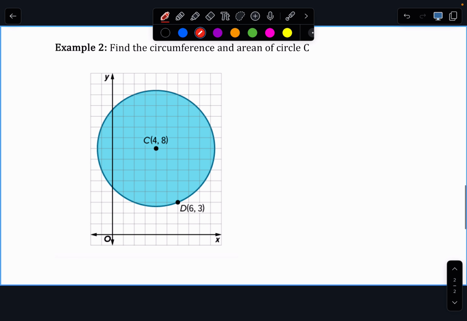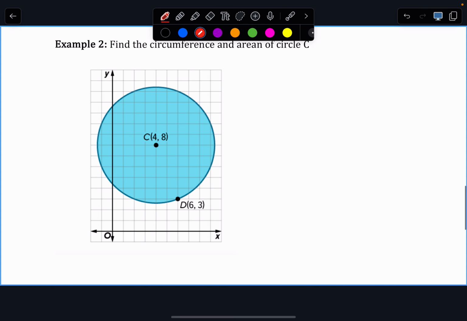All right. Let's go to example 2. Okay, so Aaron just had an idea. Aaron said, hey, we should find the distance from C to D to find our radius. How do you feel about that? I love that. You okay with that, Adeline? Okay. So our radius is just the length of CD.